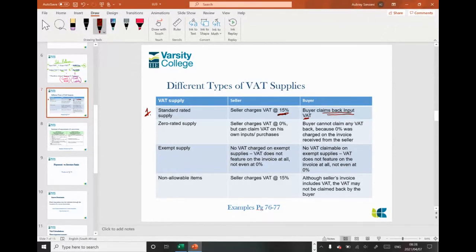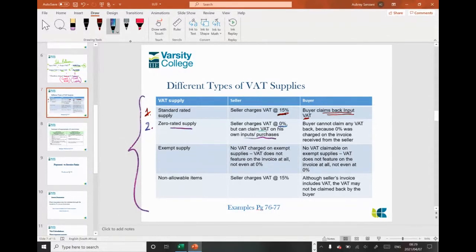Then when it comes to zero rated, let me use a different color. So number two, we have zero rated supply. Zero rated supply means that we, the seller, can only charge 0%. In other words, we can't charge anything, because 0% is zero, right? But we can claim VAT on our inputs or purchases. We can't charge anything. It's zero rated, or we charge 0% in other words. We're going to see the different types of stuff that fall into these respective categories soon.